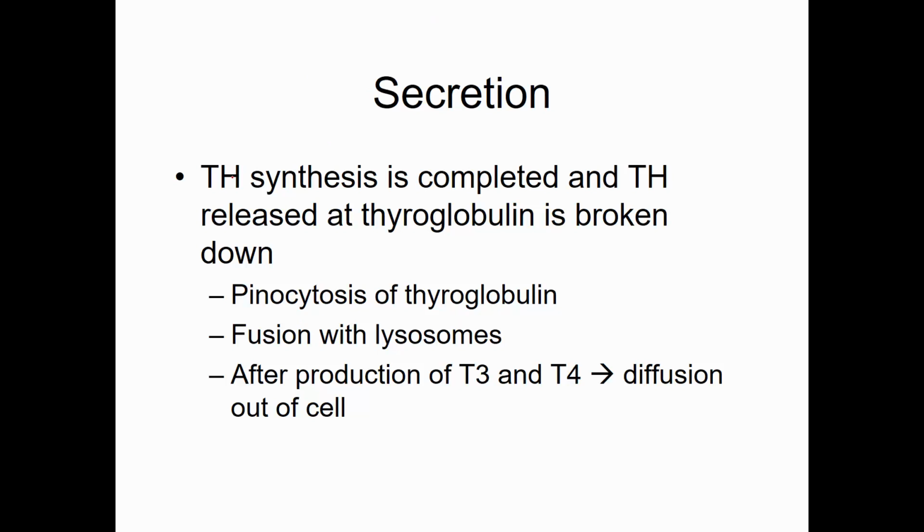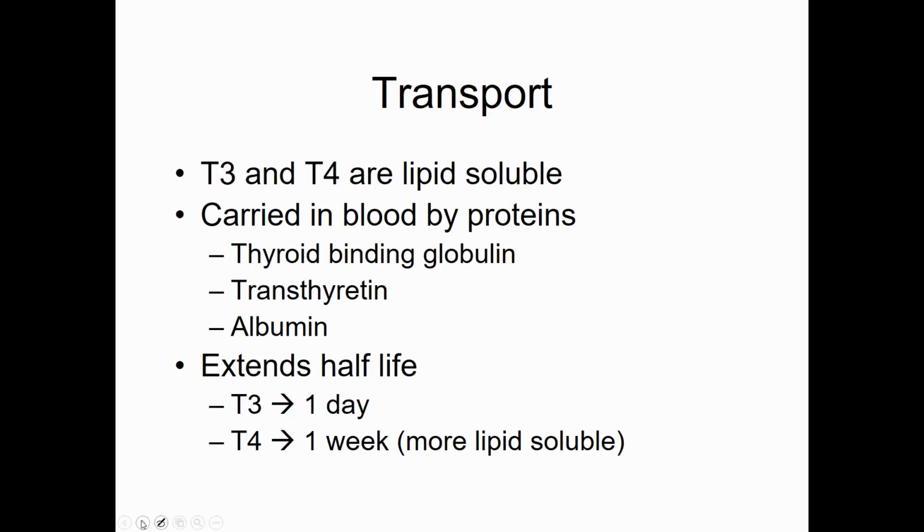So once you have the synthesis of thyroid hormone in the form of thyroglobulin, then you can engulf little pieces of thyroglobulin in a vesicle, fuse it with the lysosomes, break free basically the T3 and T4, and then it can diffuse out of the cell. All right. T3 and T4 are lipid soluble, and that happens because of the iodination. It has to be carried in the blood by protein.